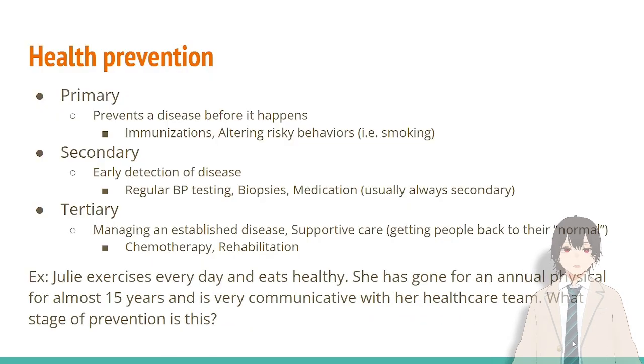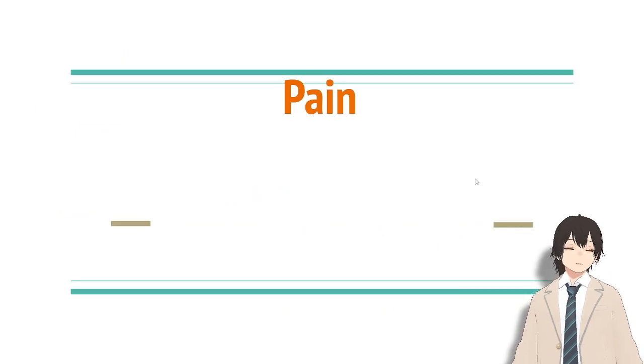Okay, so a little practice question. If Julie exercises every day and eats healthy, she has gone for an annual physical for almost 15 years and is very communicative with her healthcare team, what stage of prevention is this? It is primary. And then we're going to leave it off here.